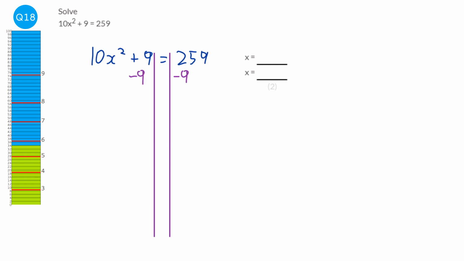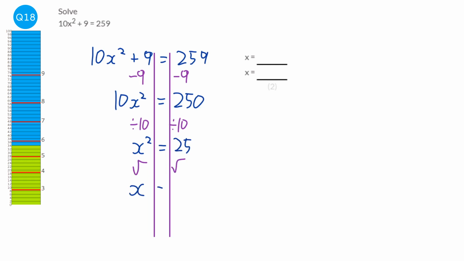And so that will leave us with the 10x squared on the left hand side and then 250 on the right. Then we're going to divide by 10 both sides. So we've got x squared equals 25. And then we're going to square root both sides. Now, this does give us 5, but it also gives us -5, because minus 5 times minus 5 is also 25. So our two solutions are 5 and -5.